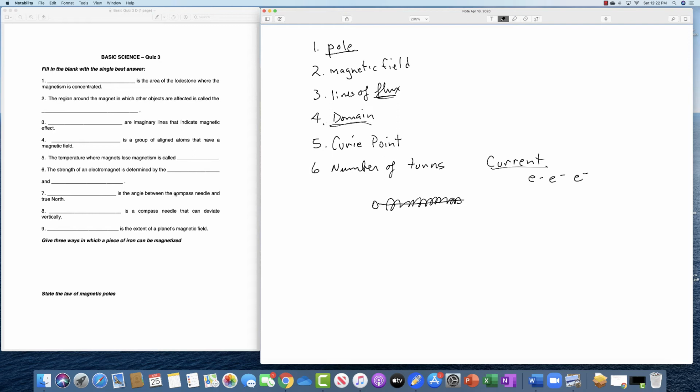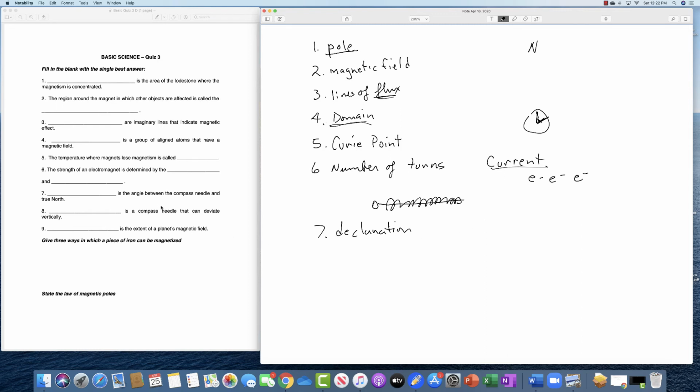Blank is the angle between the compass needle and true north. That's called the angle of declination. Declination. I don't know if I spelled that right, but that is the angle. So for example, if this is north and you're standing in such a way there's an angle between where you are and true north, this needle is going to point off slightly. I've exaggerated it here. This angle right here is called the angle of declination.